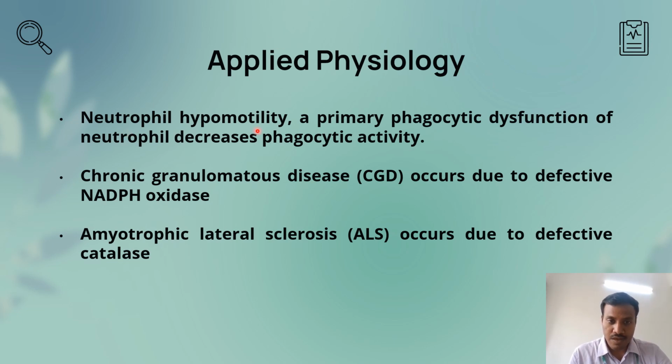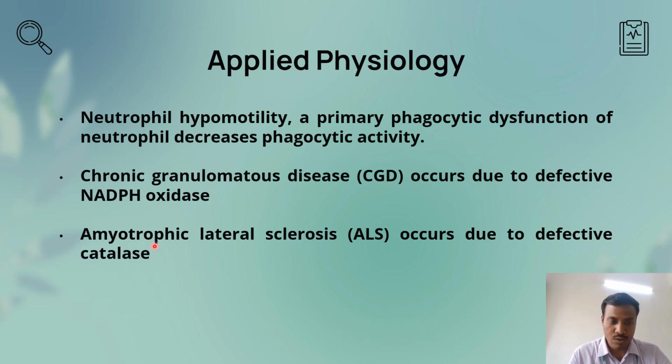One is neutrophil hypomotility, a primary phagocytic dysfunction of neutrophils, which decreases the phagocytic activity. The next disease is chronic granulomatous disease, which occurs due to the defective NADPH oxidase. If the NADPH oxidase is defective, then the free radical formation will not be there, and the oxidative killing will not be happening. So that is one of the diseases. It's called chronic granulomatous disease.